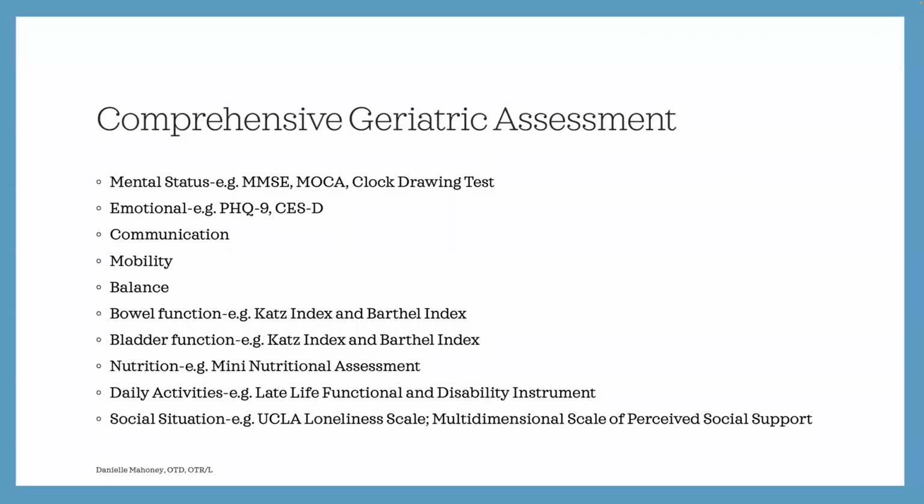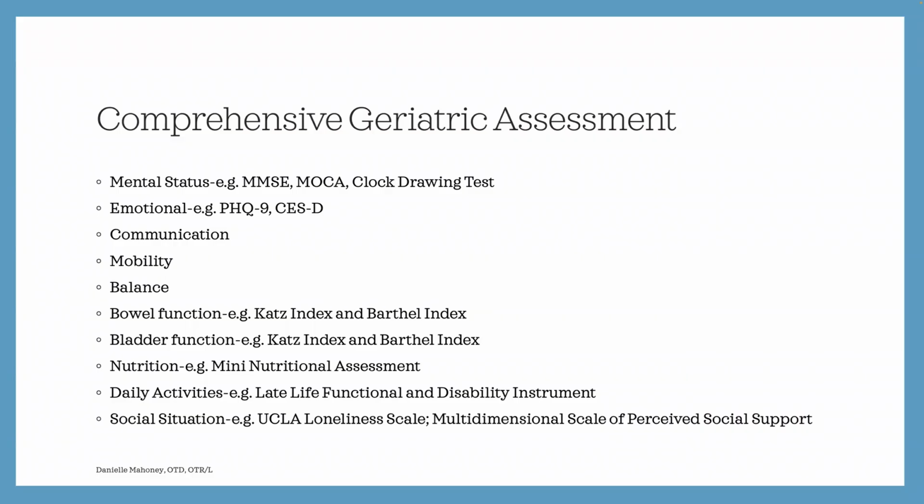For a comprehensive geriatric assessment, you need to look at the full picture. We're holistic therapists, so we'll definitely be looking at someone's mental status, and there are a few examples of the assessments that we can use to look at mental status. Their emotional status, their ability to communicate, mobility, balance, bowel function, bladder function, nutrition, daily activities, and their social situation.